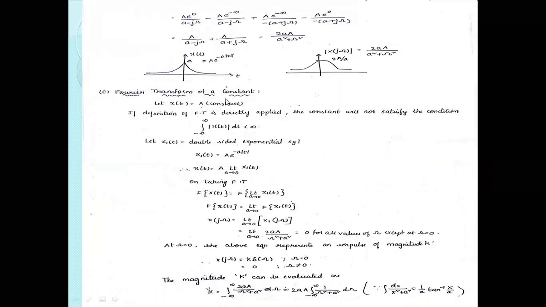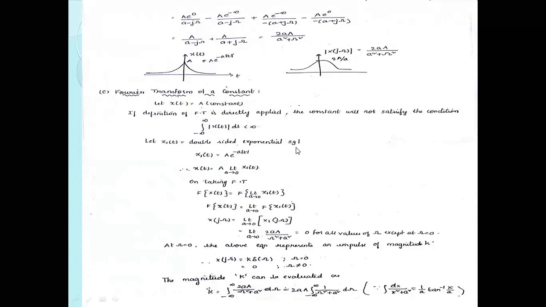And the next one is the Fourier transformation of a constant, x of t is equal to A. Applying the definition of the Fourier transformation directly, the constant will not satisfy the condition, because it is not absolutely integrable: the integral from minus infinity to infinity of the magnitude of x of t dt is not less than infinity.